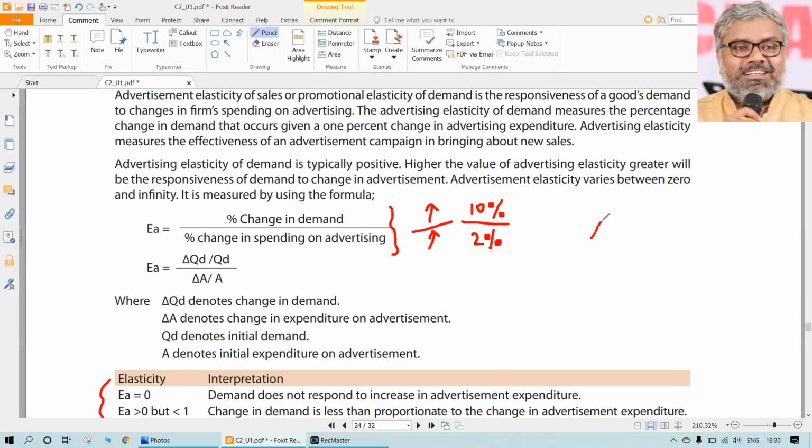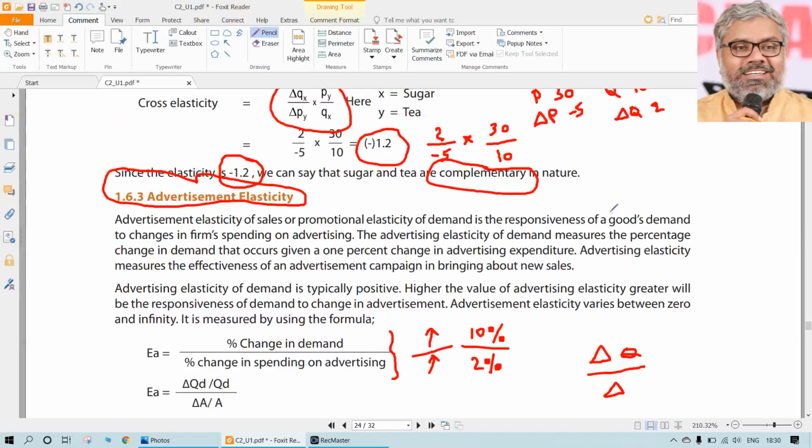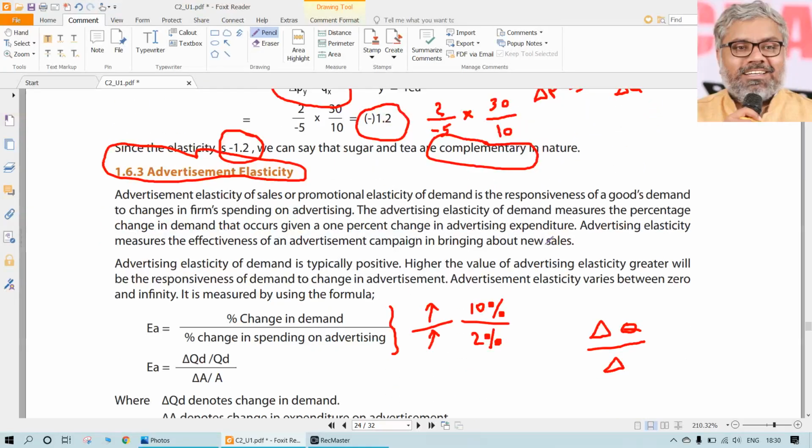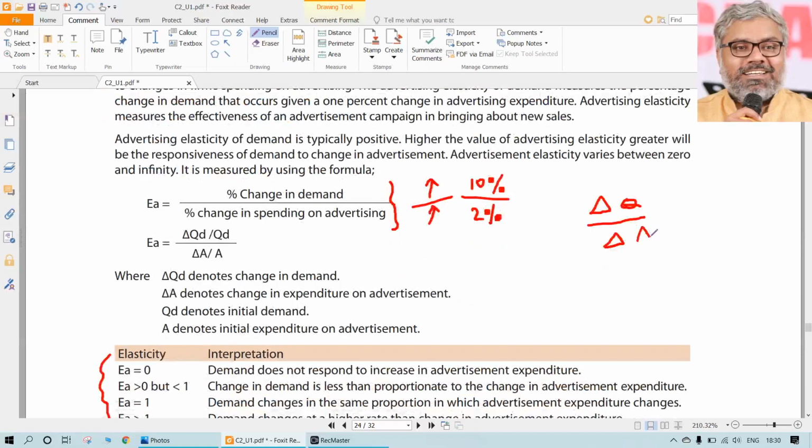No, sir, I want a formula for this. No problem. Same thing. So delta Q divided by whatever we had earlier. Delta, let us call it A. Delta Q, normally what we take here, by delta P of something or income. So here we call it A, into A by Q.